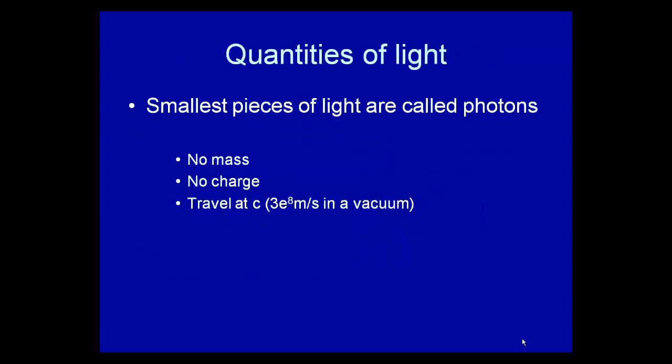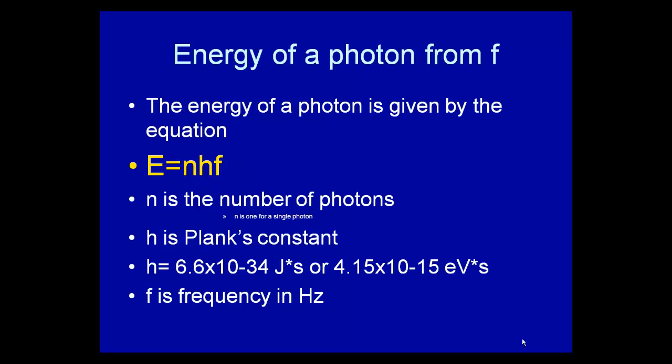Now let's review over things kind of quick. Quantities of light. The smallest piece of light is called a photon. Again, it's a packet of light energy. It has no mass, it has no charge, and it travels at the speed of c, 3 times 10 to the 8th meters per second in a vacuum. Energy of a photon is given by the equation E is equal to nhf. n is the number of photons, h is Planck's constant, again there are 2 different ones you use, and f is frequency in hertz.